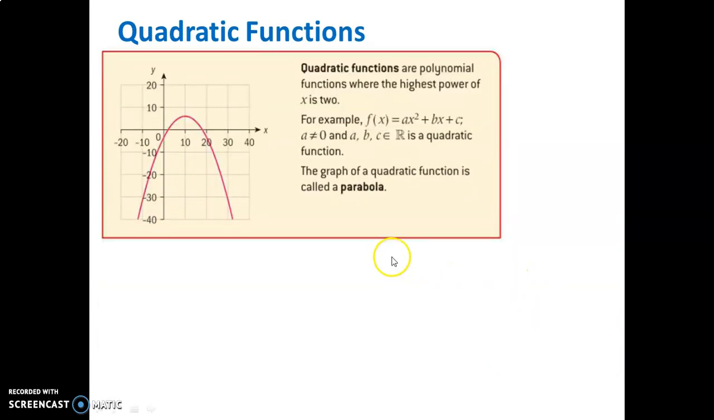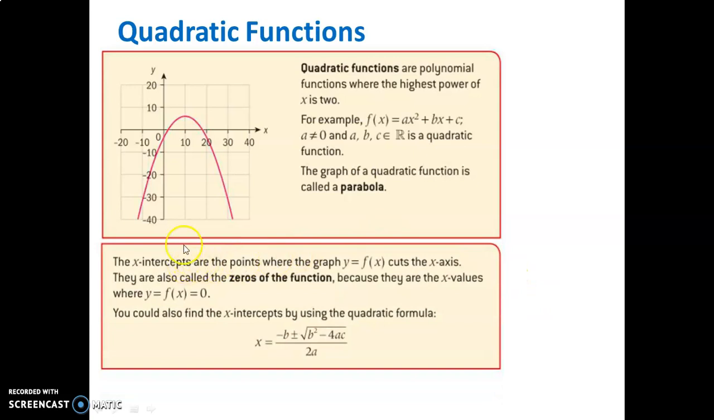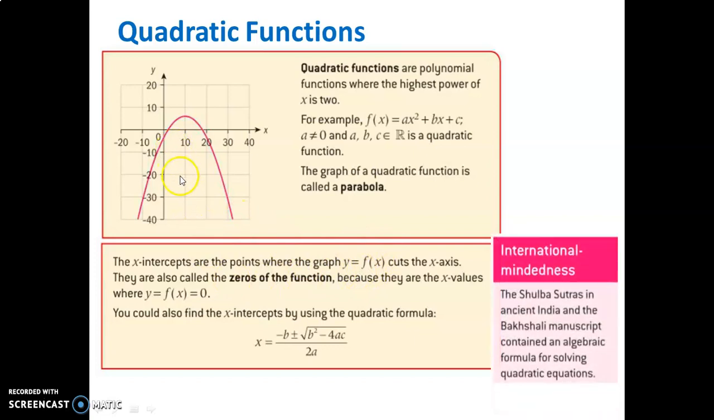Okay, let's talk more about parabolas. The x-intercepts are the points where the graph of the parabola cuts the x-axis. So here are two x-intercepts right there and right there. There are two x-intercepts where the parabola intersects the x-axis. They are also called the zeros of the function. Remember that, the zeros, because they are x values when the function, or when the y value, is 0. See, when on the y-axis, when the y is 0, those are the two x-intercepts. That's why they are called zeros.